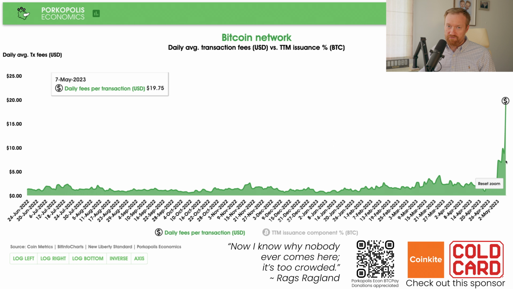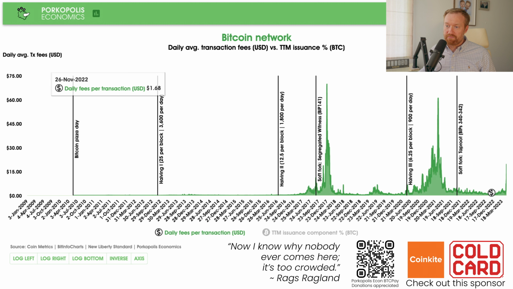If you took all the fees paid to miners in native Bitcoin terms, converted that at the roughly $28,000 price to Bitcoin, and then divided that by the total number of transactions in that day, not in the block, but in that day, you're going to get $19.75 per transaction. So this is really the third time that this has happened, the third cluster of major fee spikes.